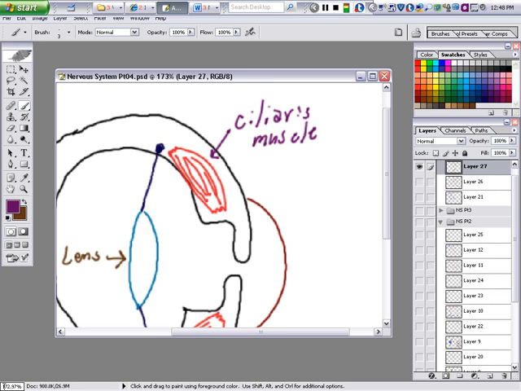It's like, okay, this is the ciliaris muscle. Okay, this is the ciliaris muscle. And so when the ciliaris muscle is relaxed, the lens is thin. But when the ciliaris muscle contracts, it comes in like this, and then the lens gets thick. When the ciliaris muscle contracts, that thickens the lens.